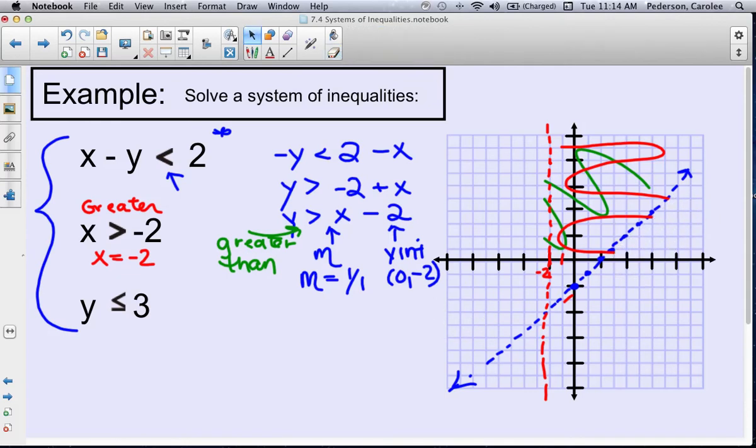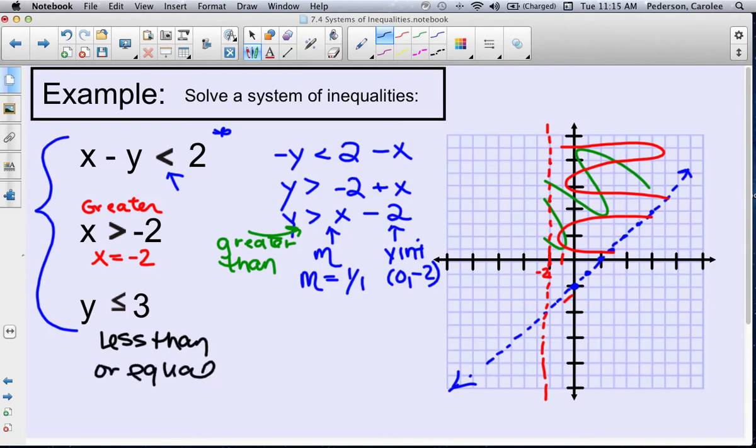All right, we have one left. y is less than or equal to 3. Less than or equal. Equal has that little bar here. So this is going to be a horizontal line at 3. Here's y equals 3. And we are shading below. So it would be down here.